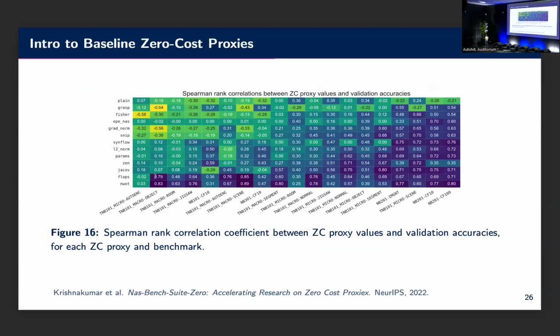And we can actually see that there are some zero-cost proxies which have a quite high correlation, which already shows us quite a good idea that we can use them somehow in the area of neural architecture search, because we have actually the correlation we are all interested in.